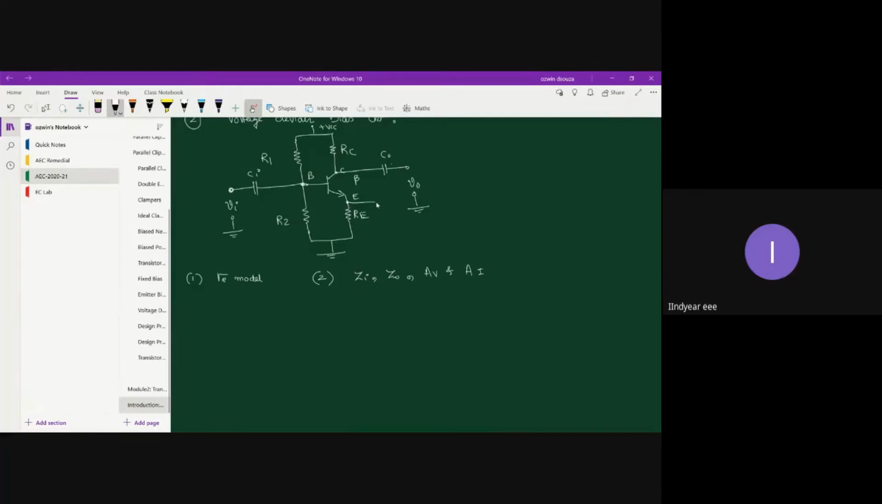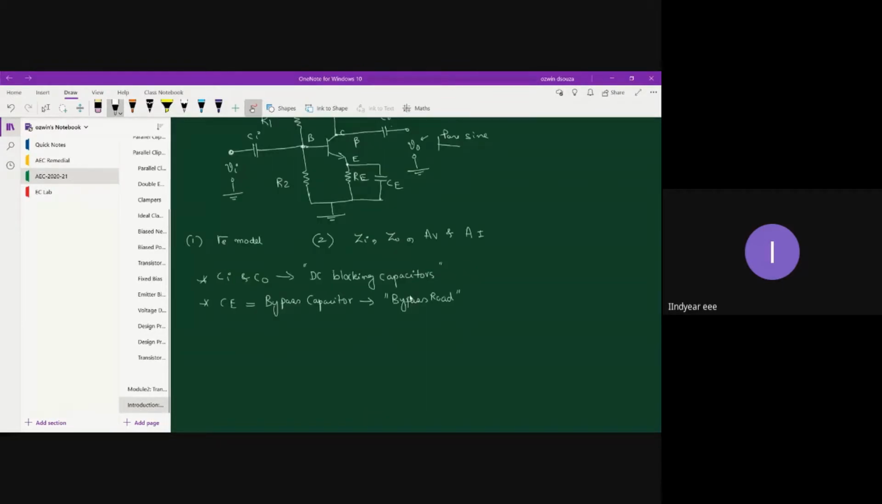This capacitor is called a bypass capacitor. This bypass capacitor gets connected right across the emitter resistor RE. Let's call this capacitor CE. In order to explain the role of the bypass capacitor, I will recreate this particular circuit scenario and redraw this circuit.